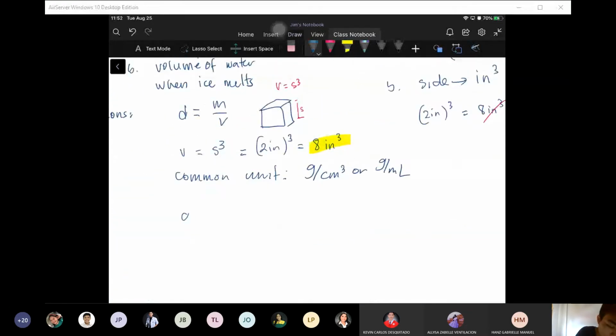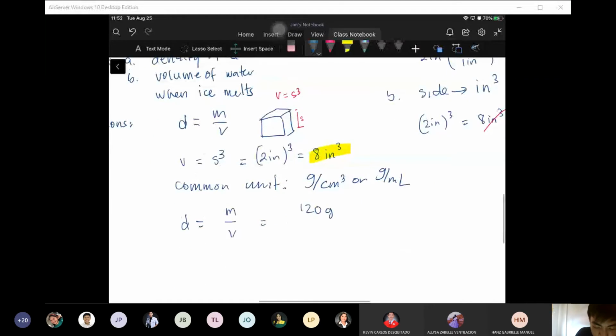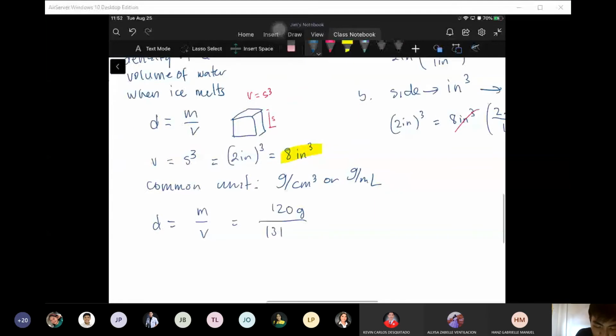Okay, so with that in mind, we can solve for the density. That's mass over volume. That's 120 grams divided by 131.10 cm cube. And the ratio, to 2 decimal places, would be 0.92 grams per cm cube. So that's the answer for part 1. You just have to keep in mind the conversions.